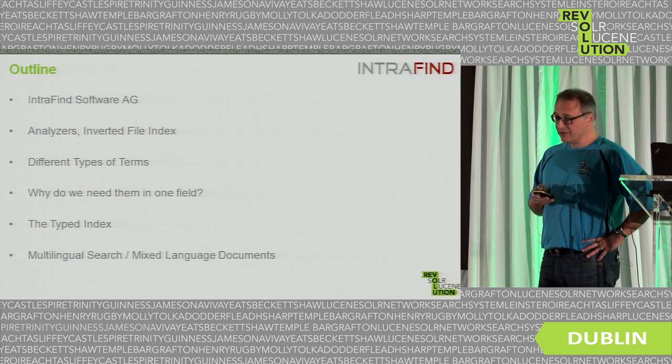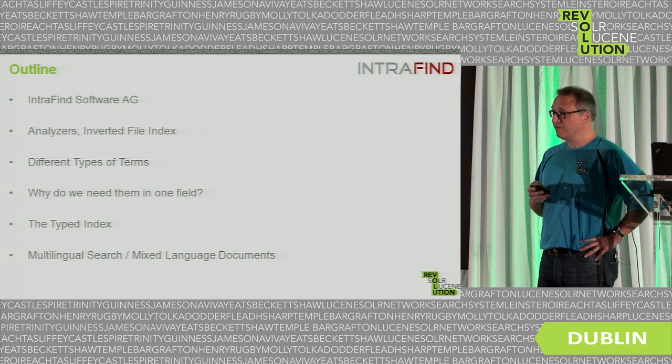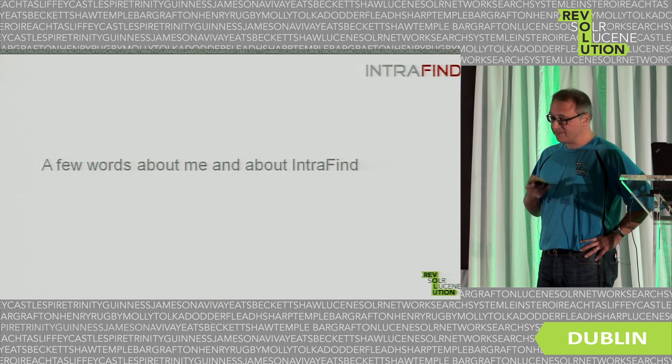Then I'm going to talk about different types of terms and why we need them, and why it's a good idea to have them in one field instead of having them in different fields. What's the standard approach? And in the end, I show what advantages this typed index has in the case of multilingual search, especially with mixed language documents.